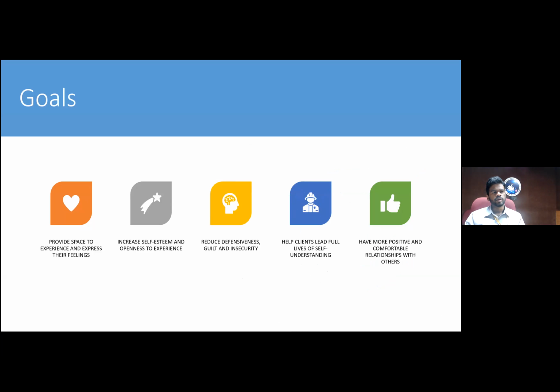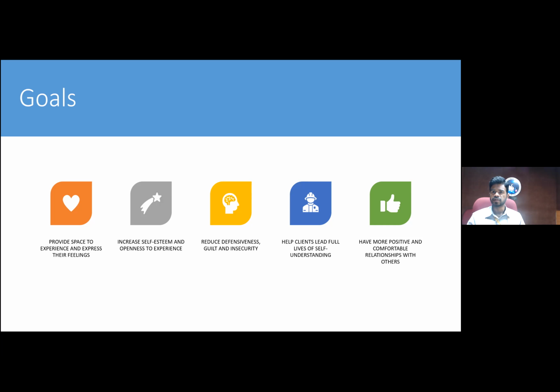So the goals will be to provide, as this is more of a summary of the first few sessions that we have already focused on, a space to experience and express their feelings, right? What all distress they have gone through, in a very secure space. Then, once they have expressed their feelings, increasing their self-esteem and telling them not to compare themselves with others, and openness to experience that it's okay to be yourself. And this life is not a race, and we're not going to reach any goal that other people have set.